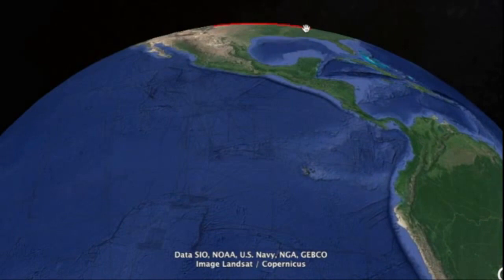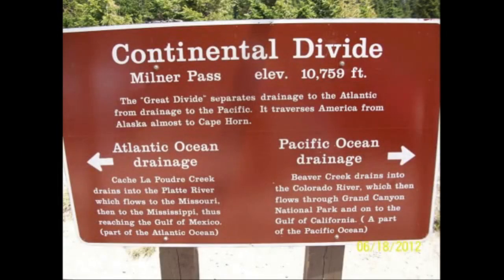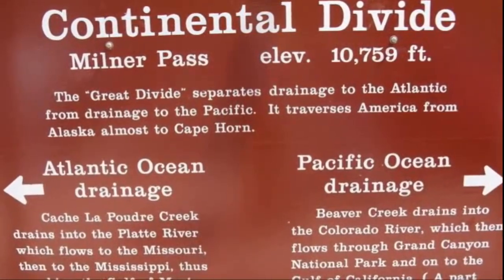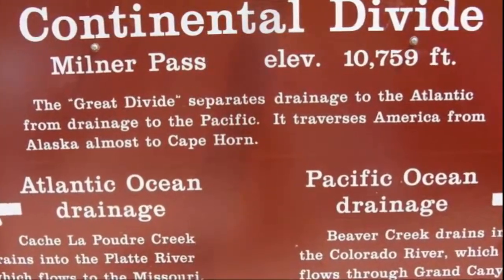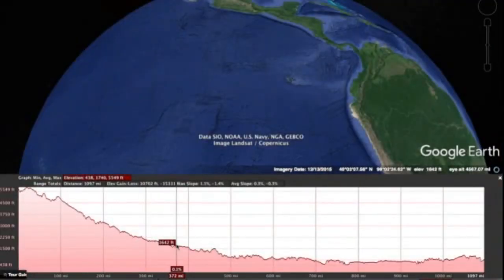So what's interesting is Google Earth wants us to believe that the landscape makes this curve as shown here. But the elevation cross section actually shows that the landscape of the United States from my dad's house to my house follows this path. And most of us, when we were in elementary school, learned that the Rocky Mountains, which is close to where my dad lives, is the continental divide that divides the rainfall from east to west. I'm pretty sure when I was a kid, I've been to the Milner Pass, which is about 2 miles above sea level. And there's a sign that says the Great Divide separates drainage to the Atlantic from the drainage to the Pacific. It traverses America from Alaska almost to Cape Horn. And so that would make sense if the landscape does follow this topographical cross-section.